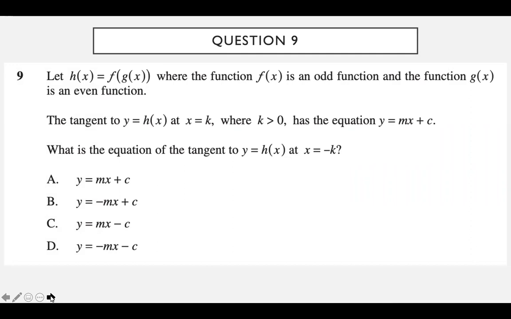And so they really needed to demonstrate an understanding of odd and even functions in order to work this one out. And I imagine that this one was quite a tricky one for students because they were putting together the idea of f of g of x, and then to understand what would happen to the tangent at a different point. And so there was some high order thinking that was required in order to correctly answer this question.